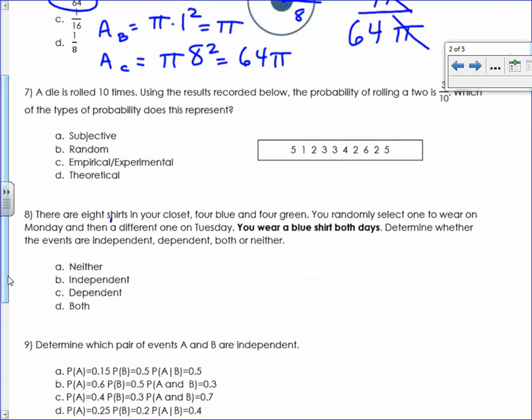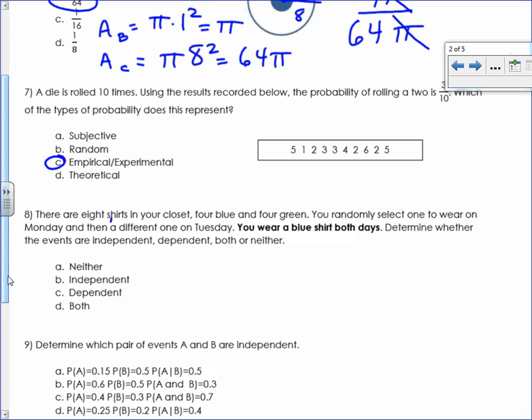Okay, so number 7, a die is rolled 10 times using the results recorded below. The probability of rolling a 2 is 3 over 10. Which type of probability does this represent? So remember, theoretical, that's thinking, okay? Empirical or experimental is doing. All right, so was this something we just thought about, or did we actually do something? We actually did something. It says a dice was rolled, and these were the results. So that means that's going to be empirical or experimental. So question 7 on the other test, the correct answer was A.